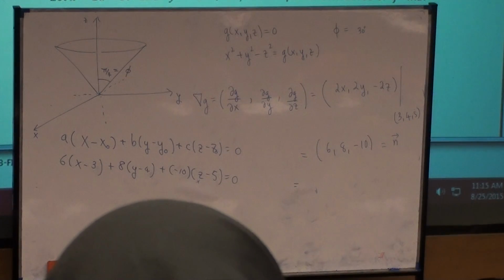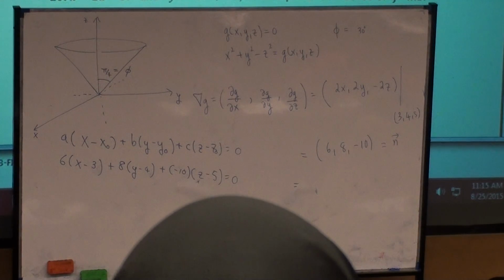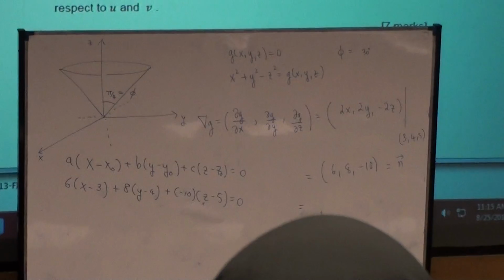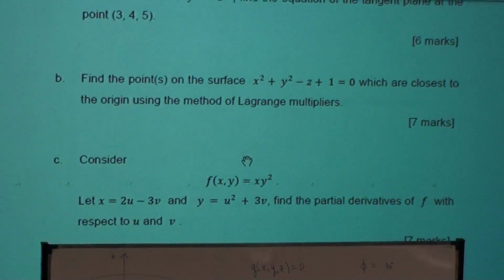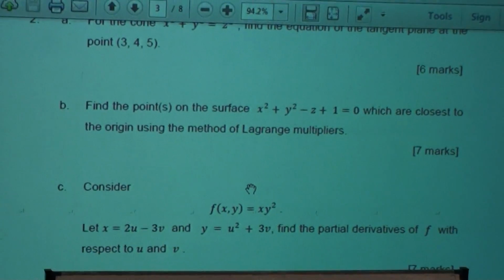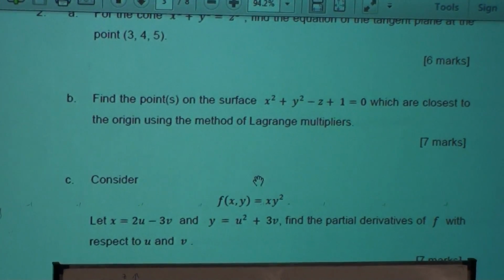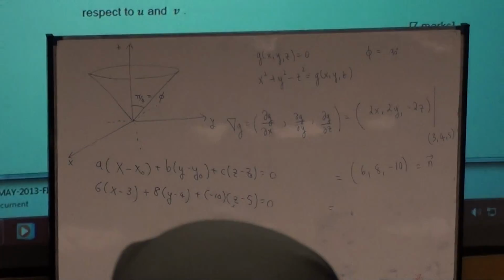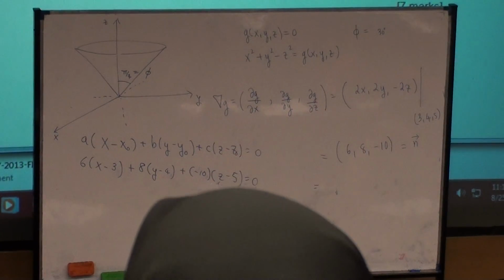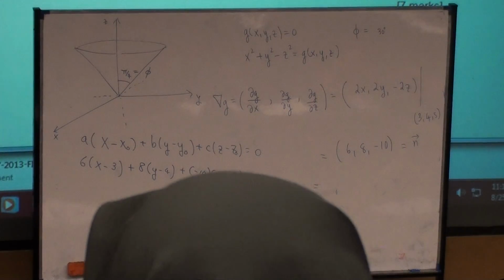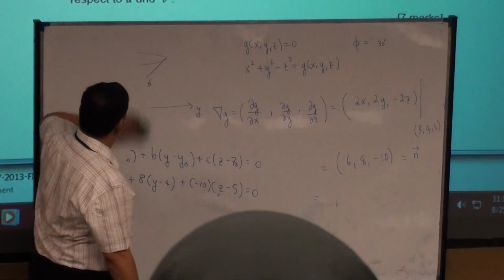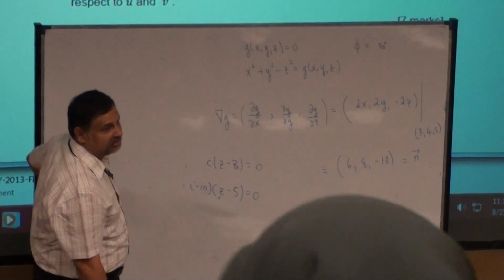Find the points on the surface x squared plus y squared minus z plus 1 equals 0, which are closest to the origin using the method of Lagrange multipliers. Okay, Lagrange multipliers you cannot do. I gave it in test 2 and you cannot do it. So please make sure you can do Lagrange multipliers. Even if I say that, you will not be able to.